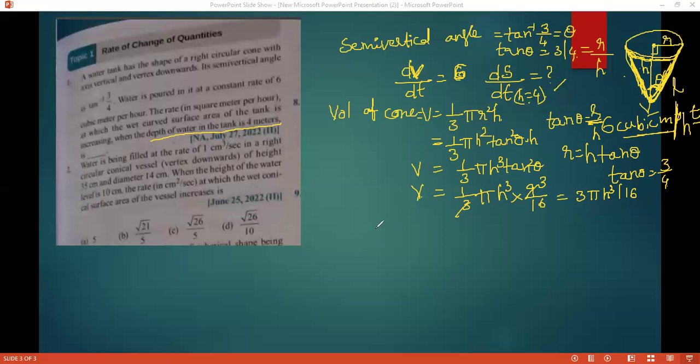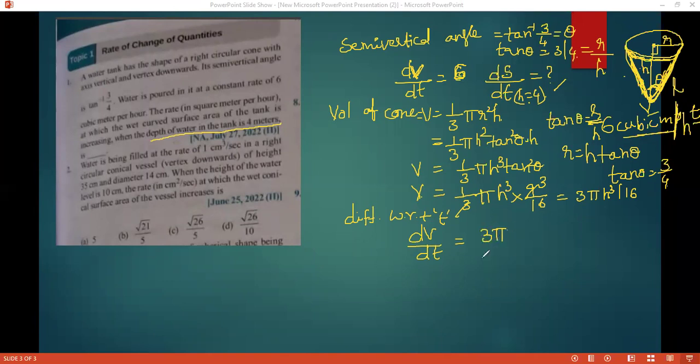Now because we know dV by dt is equal to 6, can I differentiate this one with respect to t? When I differentiate this with respect to t, I am getting dV by dt is equal to, so this one I will take directly, because I simplified this. I'll go with this 3 pi h cube by 16.